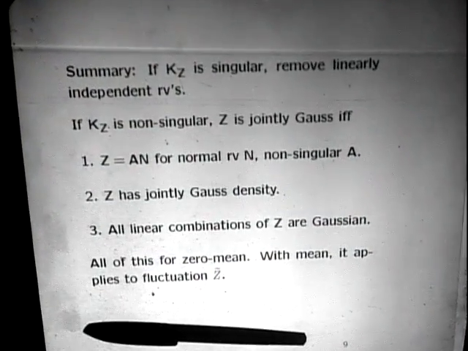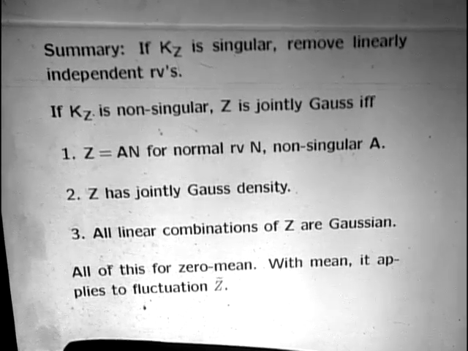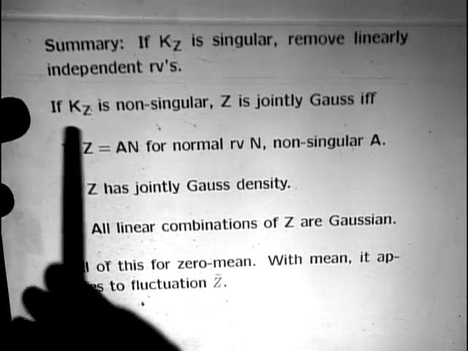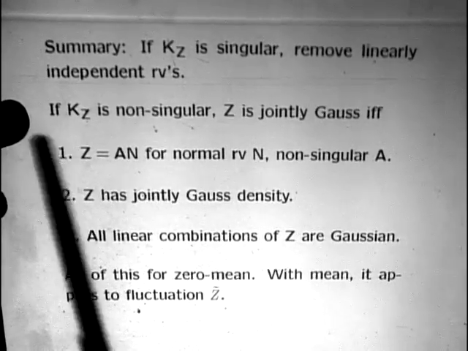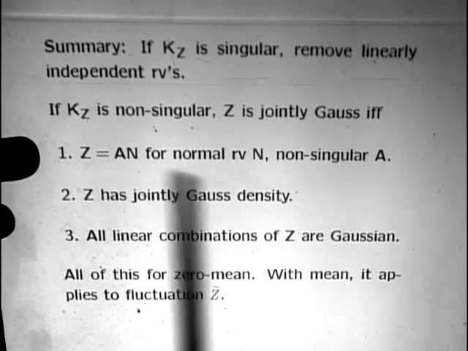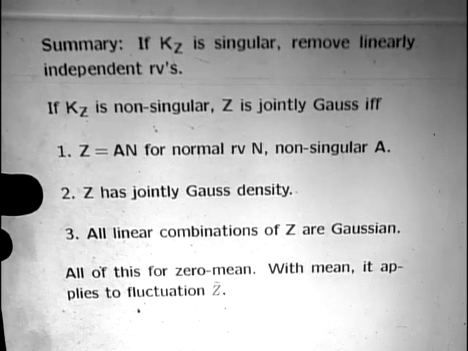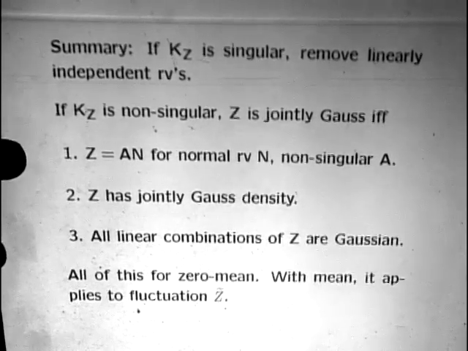Okay, so here's the summary of all of this. It says if K_Z is singular, you want to remove the linearly dependent random variables. You just take them away because they're uniquely specified in terms of the other variables. And then you take the resulting non-singular matrix, and Z is going to be jointly Gaussian if and only if Z is equal to A N for some normal random vector N, if Z has a jointly Gaussian density, or if all linear combinations of Z are Gaussian. All of this for zero mean would mean it applies to fluctuation.